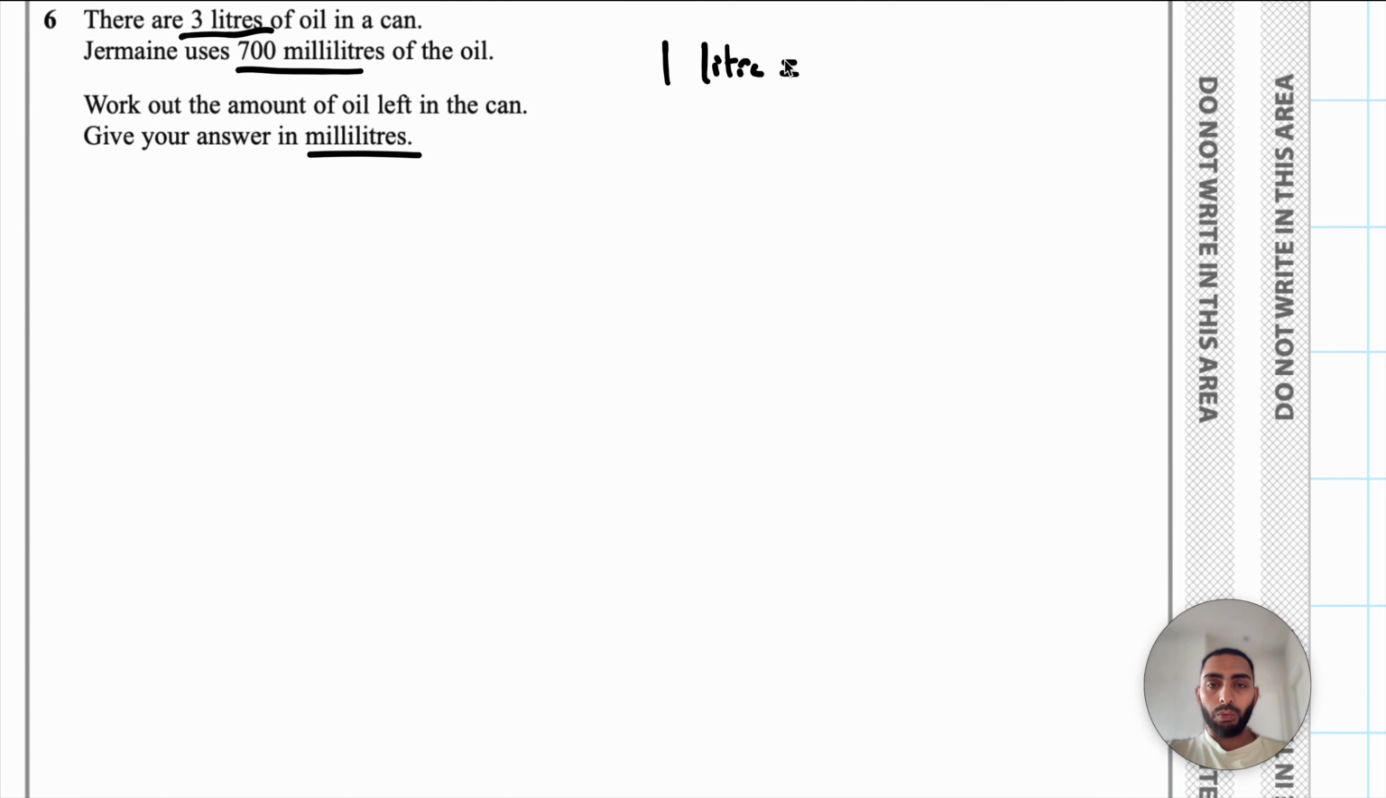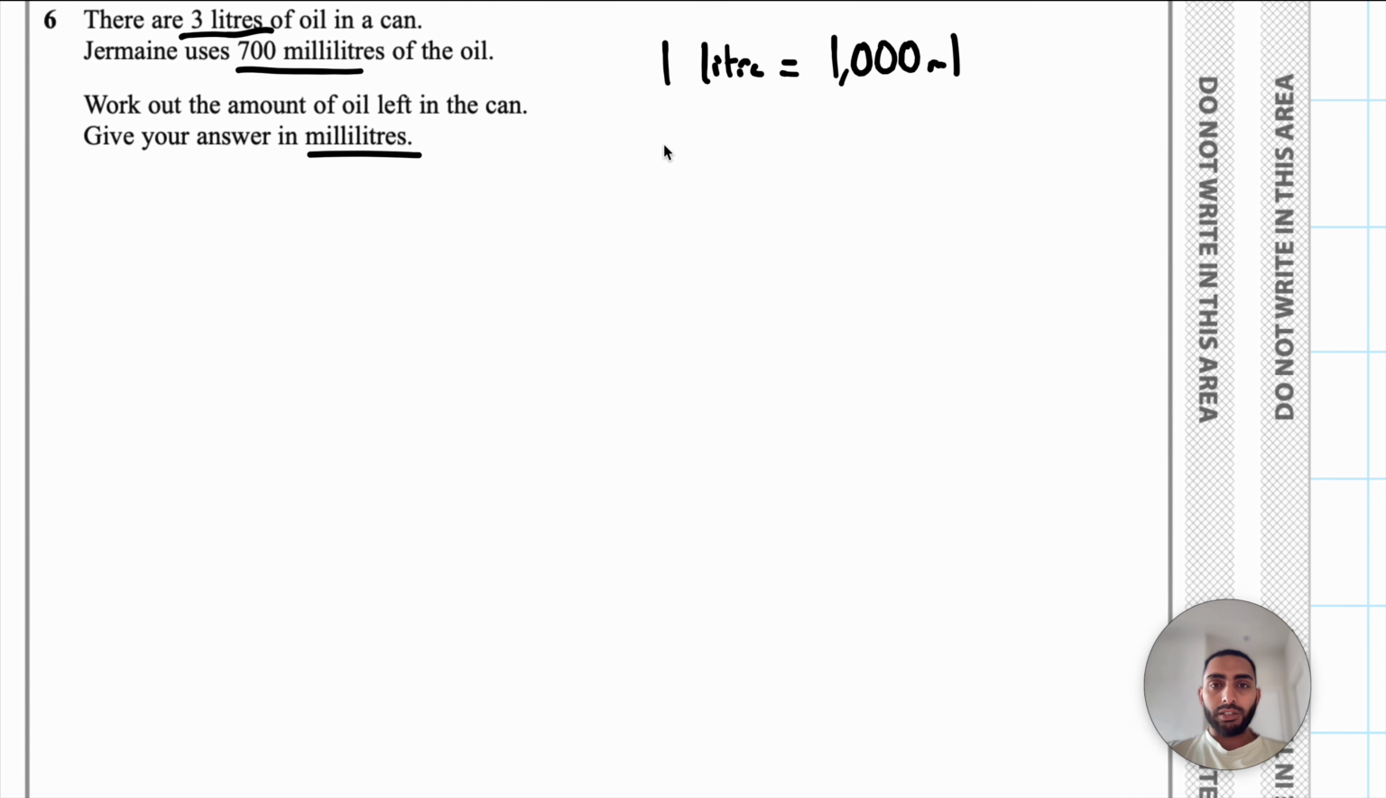When you go to the shop, what can you buy drinks in? You can buy them in cans, which are 330 millilitres. You can buy them in bottles, which are 500. Or you can buy the big bottles, which are going to be 1 litre or 2 litres. So the 1 litre is going to have to be more than 500. It's going to be 1000 millilitres.